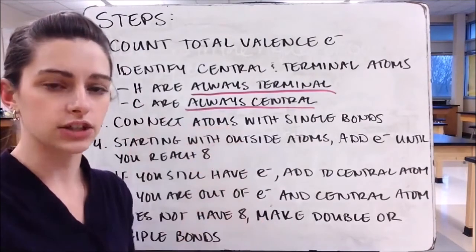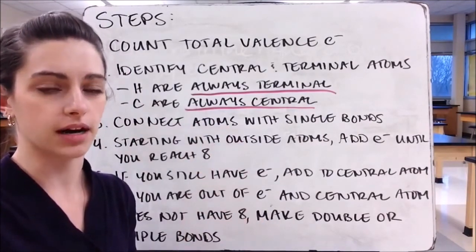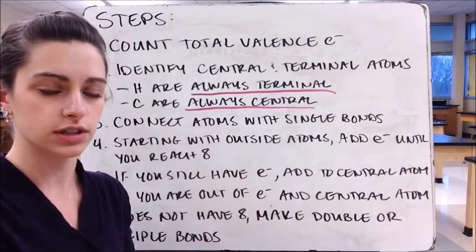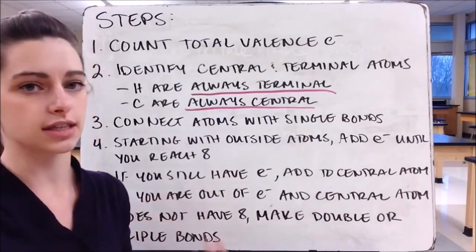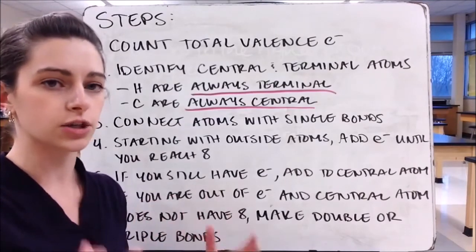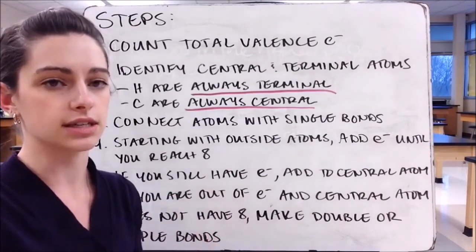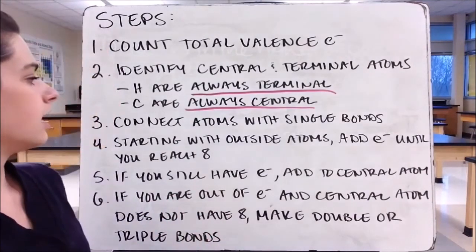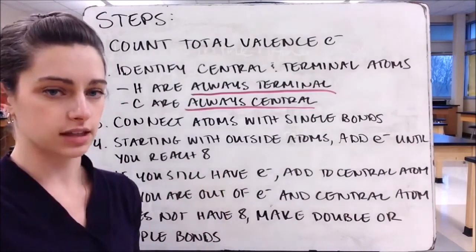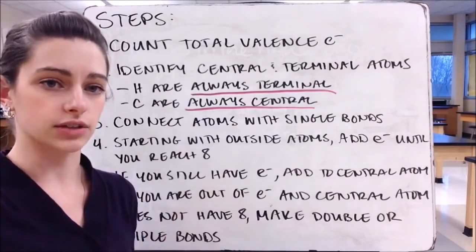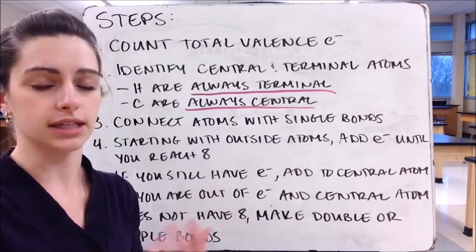Once you arrange them, then you're going to start drawing your bonds. So you're going to arrange them first, then you'll draw your bonds, you'll draw those connections, and you're going to start with just single bonds. So you'll connect your terminal to your central atoms with single bonds. You'll subtract those single bonds from your total number of valence electrons, and then using the extra valence electrons you have, you'll start completing the octets.